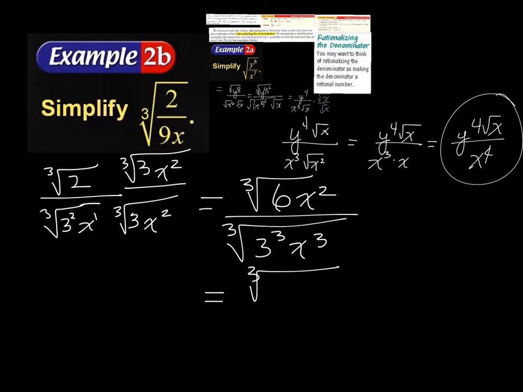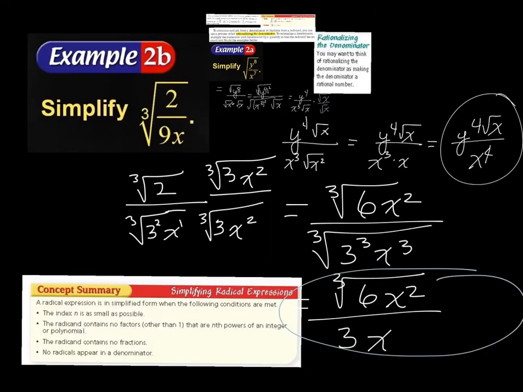So the numerator is the cube root of 6x squared over the cube root of 3 cubed is 3, and the cube root of x cubed is x. And just double checking that we met what we were supposed to do, the index n is as small as possible. The radicand contains no factors other than 1 that are nth powers of integers or polynomials. No radicand contains no fractions. There's still a fraction in our expression, but it's not in the radical sign. And no radicals appear in the denominator. Those two kind of say similar things. I guess that's important.